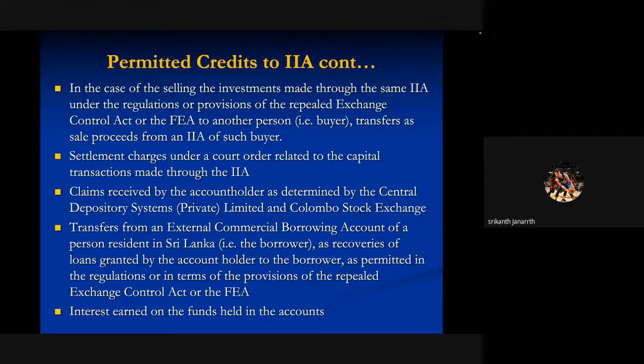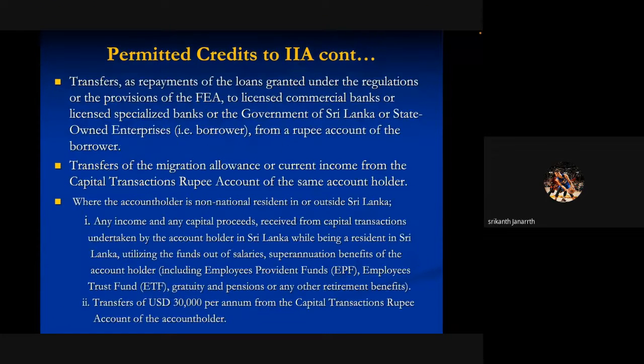So here, this is where it's a settlement. Now, let's say the investor brought the money through the IIA and has given it to the external commercial borrowing account. That borrower is now settling the loan. Then it comes as a credit back to the IIA account, right? So it is a recovery of the loan taking place, right? Then if you keep your funds in the IIA account, you are eligible for interest. So that interest is also credited to your account, right? So these are some of the permitted credits.